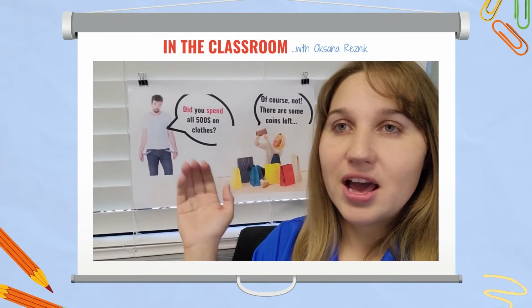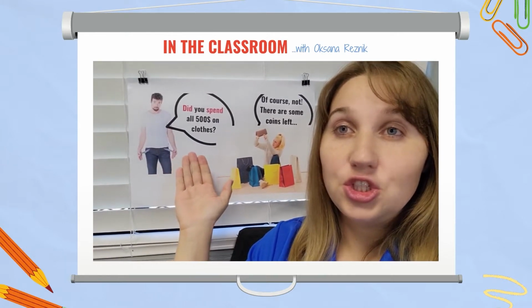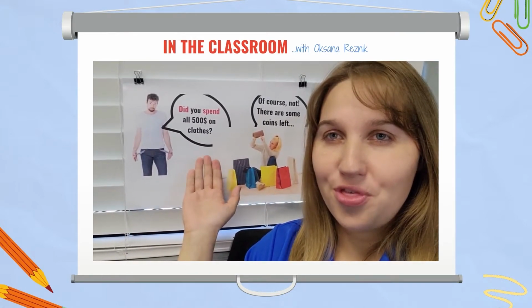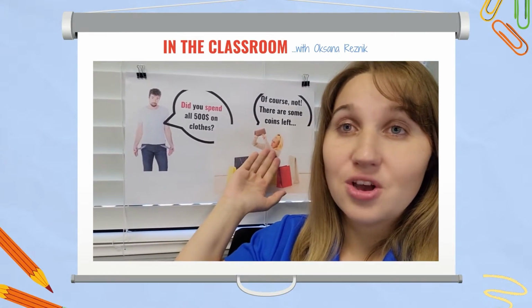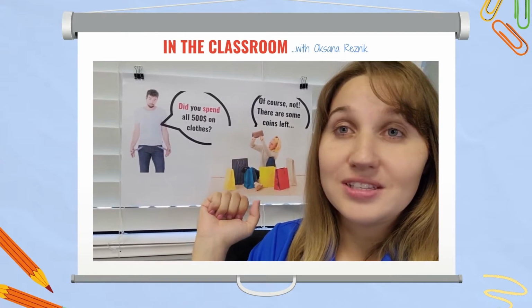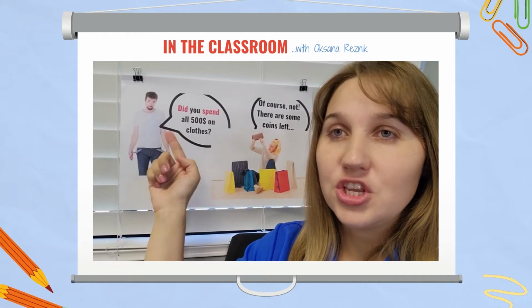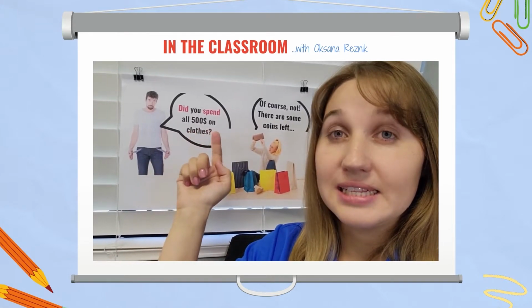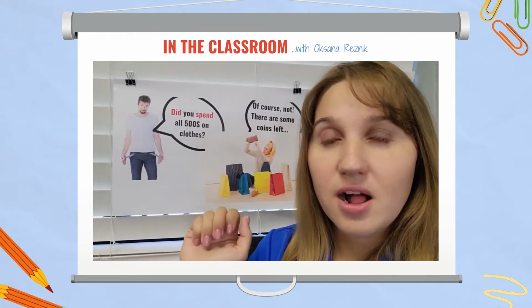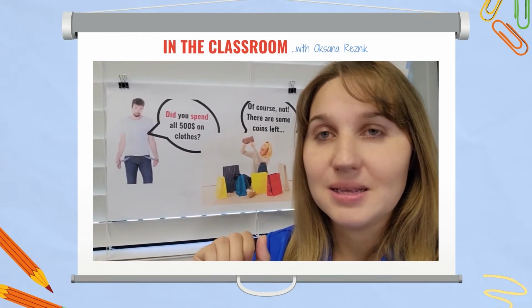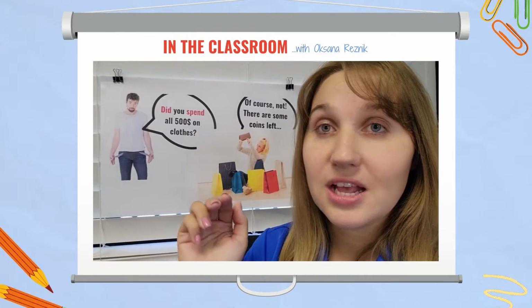So we have a question. Did you spend all $500 on clothes? And the answer is, of course not. There were some coins left. So if you look at the question here, the words did and spend are in red color, because this is how we form the question form of the past simple. So let's move to the lesson and learn more.